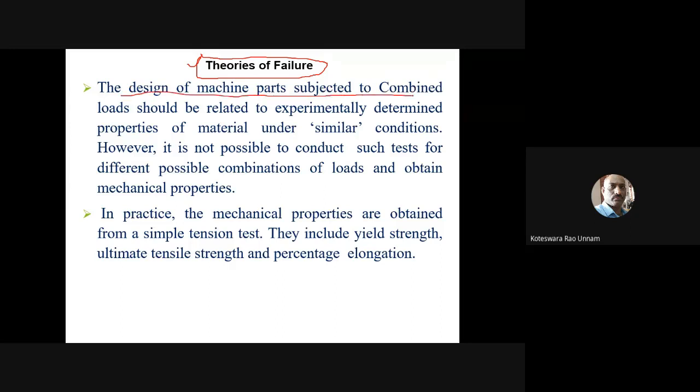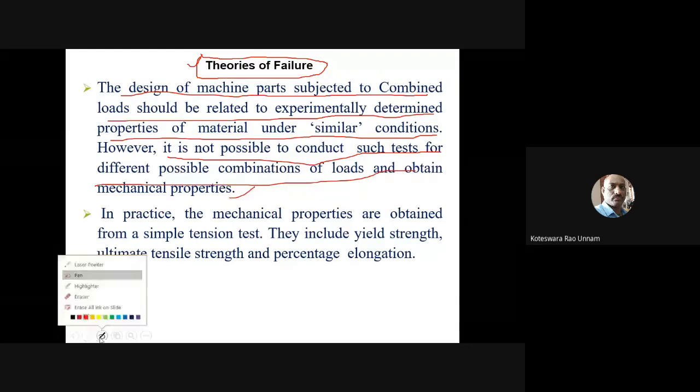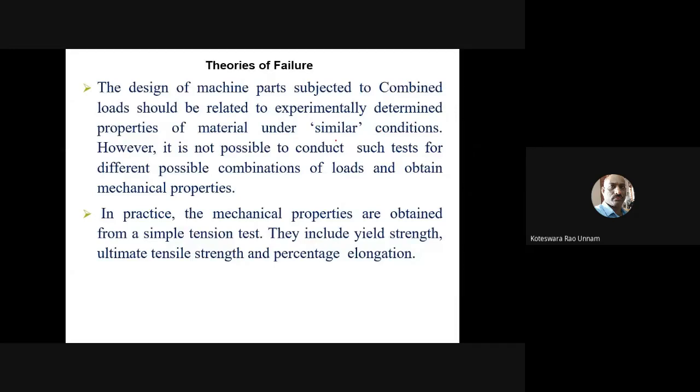The design of machine parts subjected to combined load should be related to experimentally determined properties of the material under similar conditions. However, it is not possible to conduct such tests for every possible combination of loads and obtain mechanical properties. Like I mentioned, it is very difficult to conduct all kinds of tests on the components, and it would be very costly also. So in practice, the mechanical properties are obtained from a simple tension test.